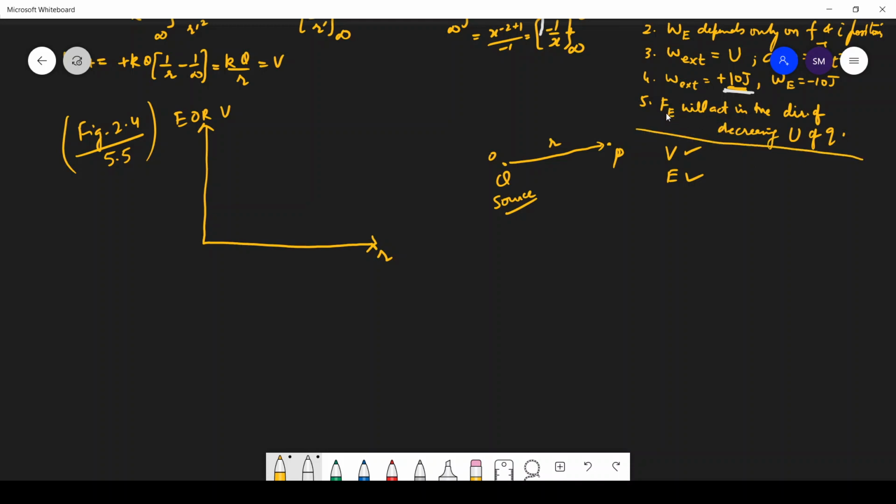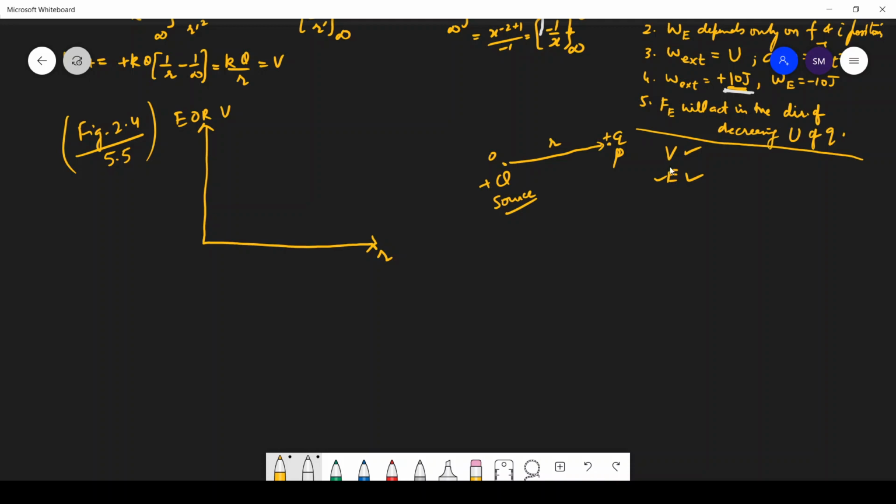This conservative force will always act in the direction of decreasing potential energy of the test charge. So if you put Q over here and both are positive, it will move away. In this direction, potential energy is decreasing. And we'll also do a derivation next, how the electric field will behave. That's our next derivation.